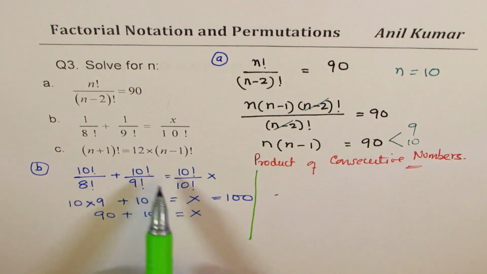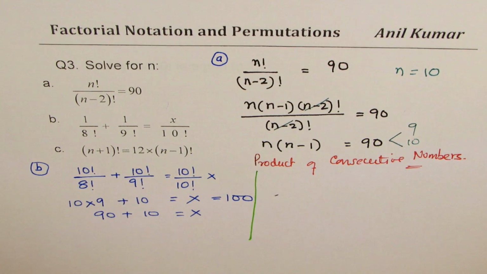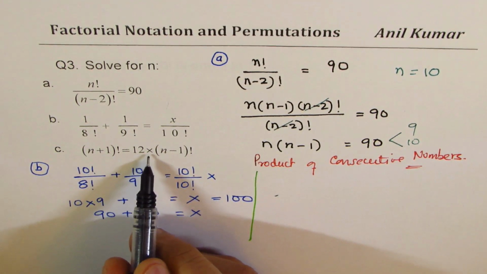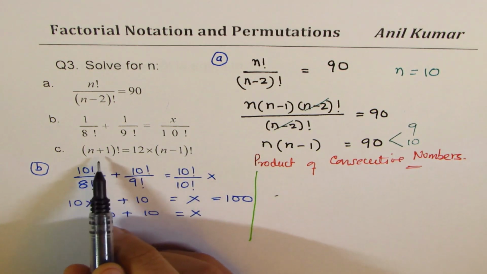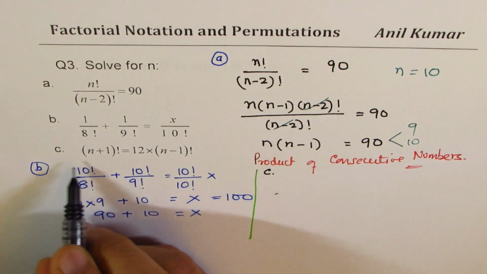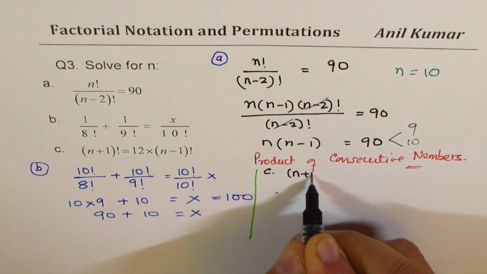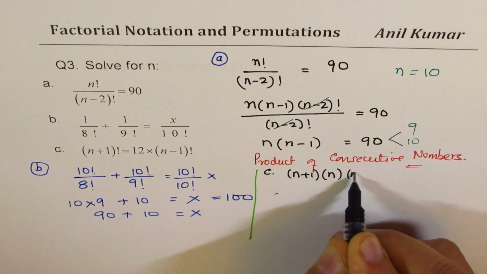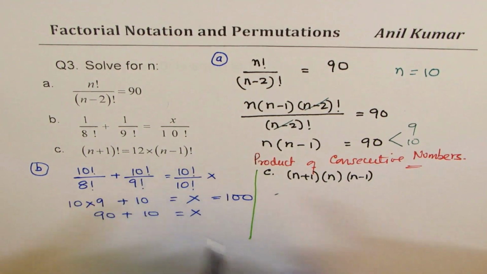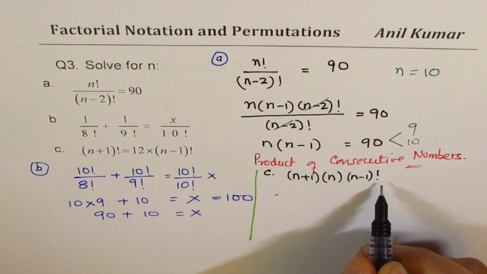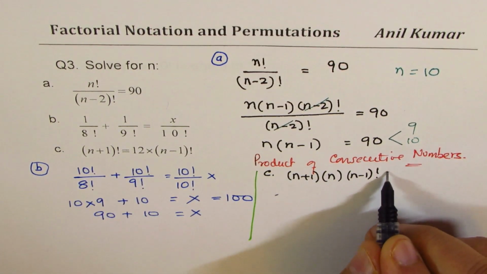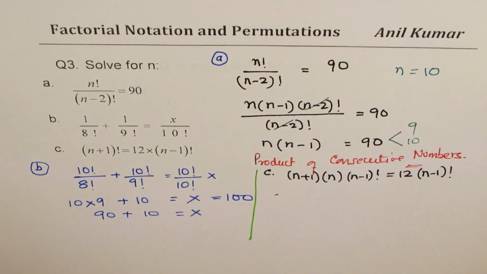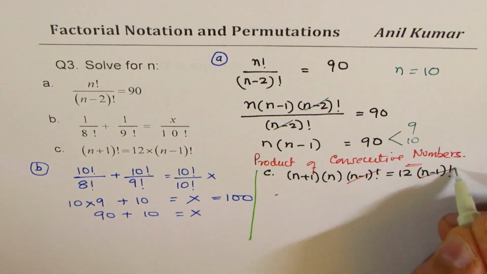So I'd like you to spend some more time and do similar questions. The next question here is n plus 1 factorial equals 12 times n minus 1 factorial. Okay, so we'll do part C here. n plus 1 factorial could be written as n plus 1 times n, times n minus 1 factorial. As soon as you get a similar term, just put factorial and do not write further. You need to understand these tricks. 12 times n minus 1 factorial. That's it. And now you just cancel n minus 1 factorial.